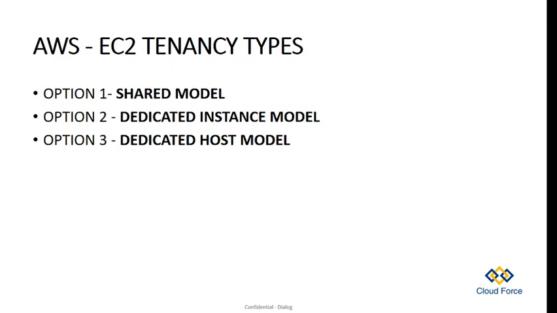Hi guys, welcome to Cloud4 and this lecture is about the tenancy types available in AWS. This is a very important concept in AWS, because most of the time these tenancy types are confusing and difficult to understand. In the current environment in AWS, there are three types of tenancy available when you provision an EC2 instance. You have an option to select one of the three methods. So let's discuss these three methods in detail.